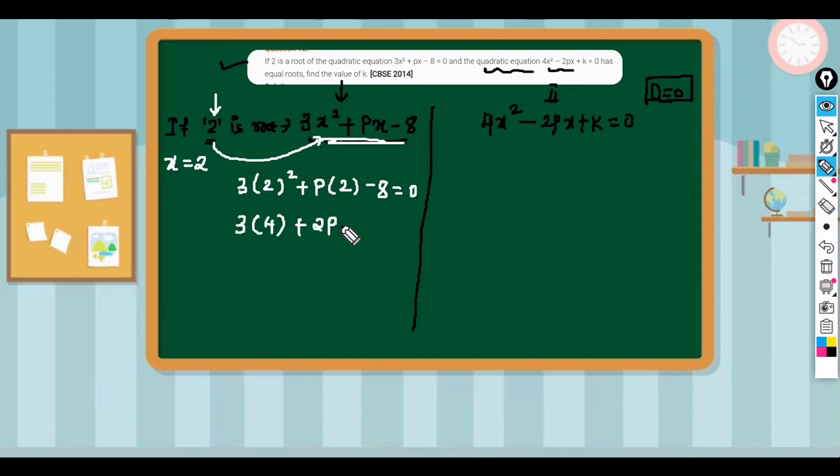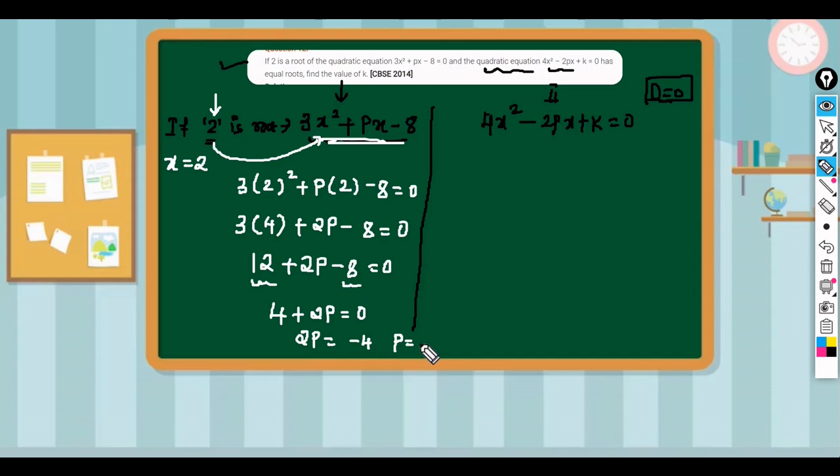Now what will happen? 3 into 4 plus 2p minus 8 equal to 0. Now what is this? 12 plus 2p minus 8 equal to 0. What is 12 minus 8? 4. 4 plus 2p equal to 0. What will happen to 2p now? 2p will be equal to minus 4. That 4 straight away comes to the right side. And what happens to p now? P will be equal to minus 4 by 2, which is minus 2. So the p value is minus 2. Take this p value and put it in this equation.